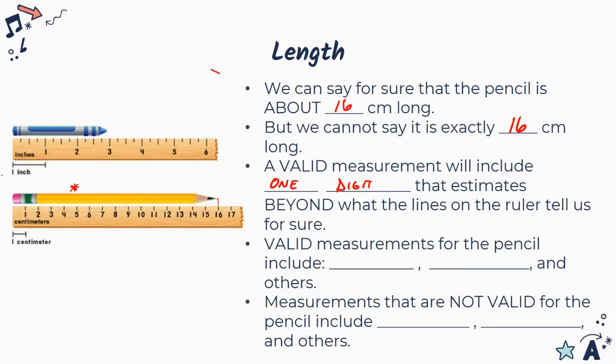So for example, some of the valid measurements for our pencil include saying it's 16.0 centimeters, or maybe you think it's a little bit short, and we'll call it 15.9 centimeters. Now, there are some other ones. If you think it looks a little longer than that, maybe it's 16.1, and so on. The idea here is that the difference is that we estimated that one digit. So notice we thought it was 16, but in reality, we have to estimate one spot after that.